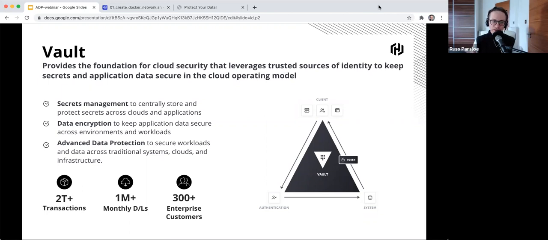It's a very popular product. We know that it's processing over 2 trillion transactions that we know about. There's obviously probably many, many more that we don't know about. It has over 1 million downloads. I think if anyone saw HashiCorp last week, you'll have seen Mitchell talk about Vault having had about 16 million downloads last year, so it's actually just over 1 million downloads per month. And we've got many enterprise customers as well who are using the commercial solution. I think that number is probably closer to around 400 by now.